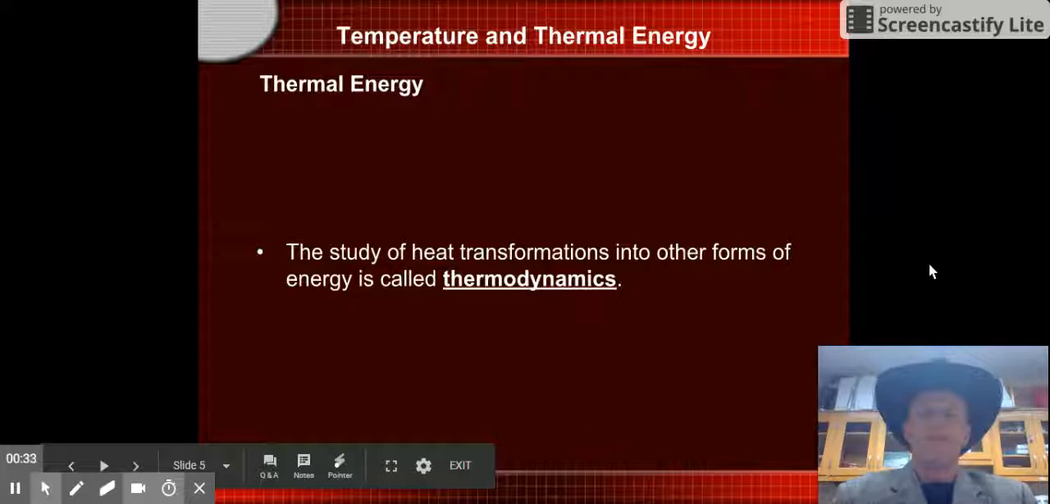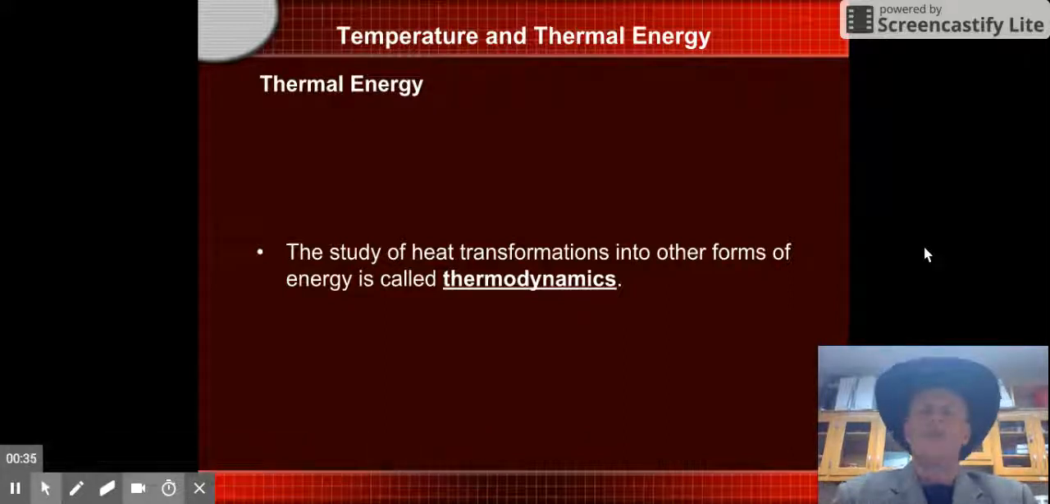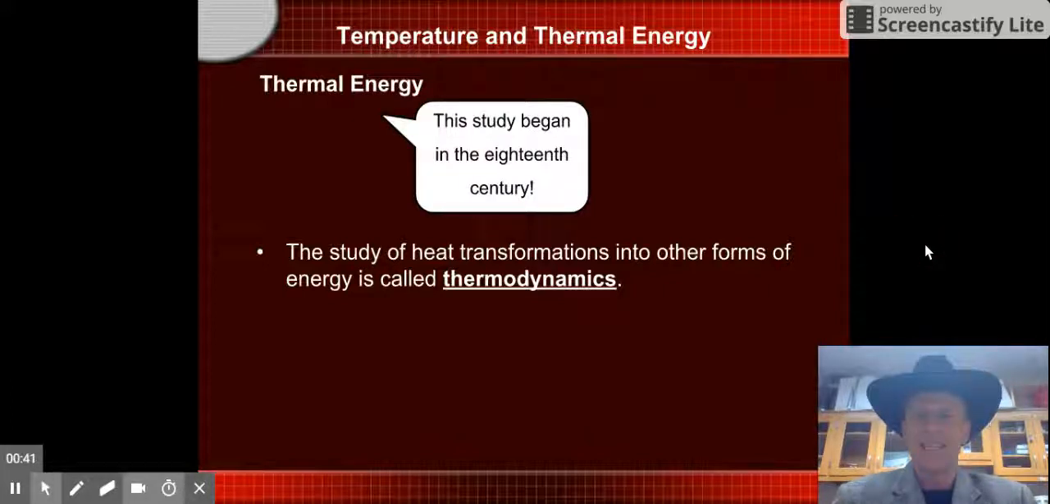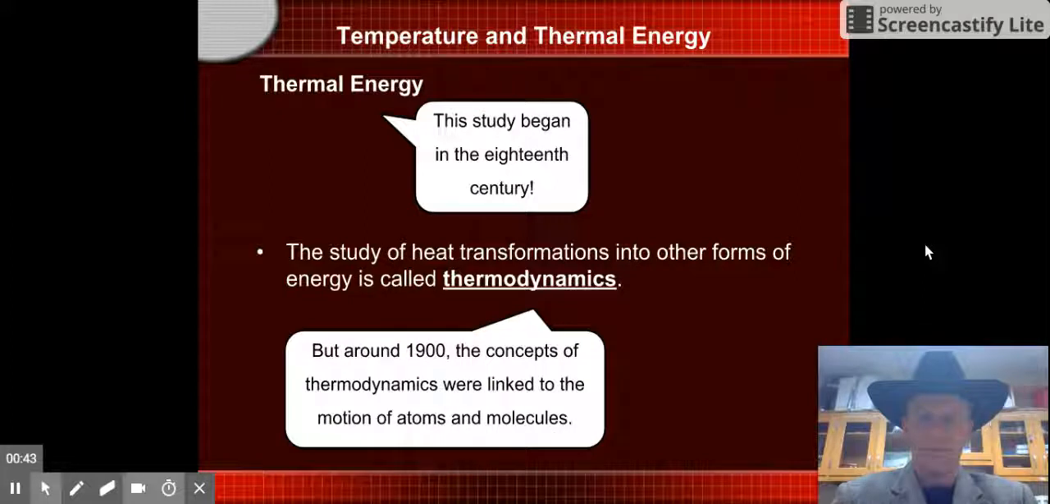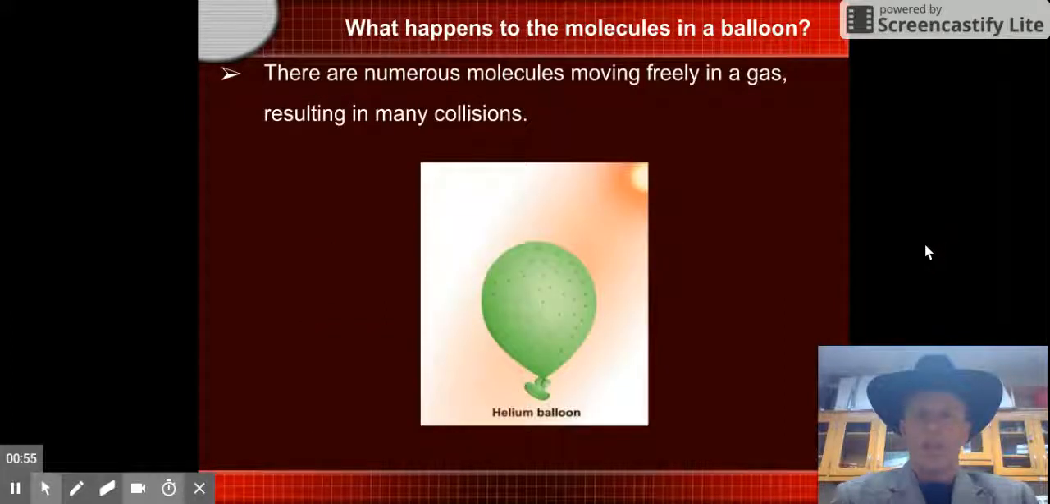Thermal energy. This study is called thermodynamics. The study of heat transformation into other forms of energy is called thermodynamics, and it began in the 18th century. But around 1900, the concepts of thermodynamics were linked to the motion of the atoms and the molecules, replacing the caloric theory with the molecular kinetic theory, which basically helps to explain what's going on here.